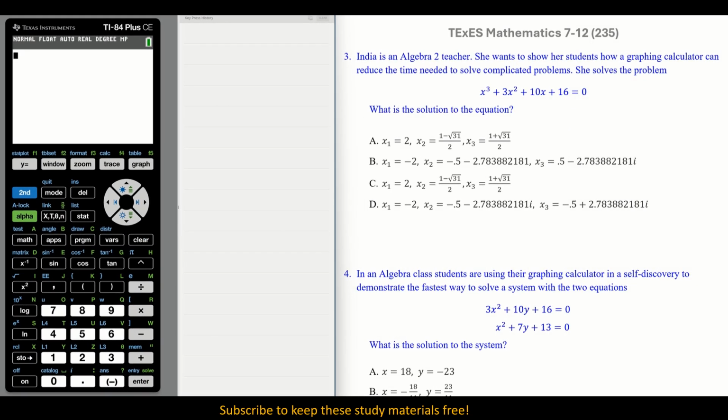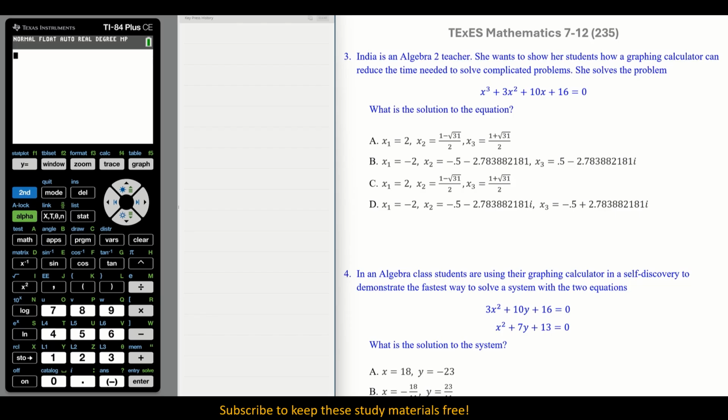India is an Algebra 2 teacher. She wants to show her students how a graphing calculator can reduce the time needed to solve complicated problems. She solves a problem. Here's our problem. What is the solution to the equation?